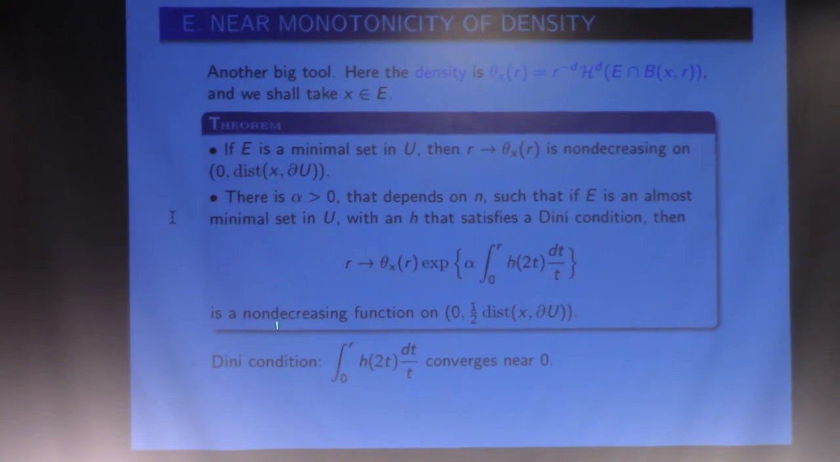And otherwise, it's almost non-decreasing or nearly non-decreasing in the sense that you have this function here. You multiply it by a function which is a little bit increasing, just enough to compensate, okay? And then you get something which is non-decreasing again, okay? So the function by itself might be oscillating a little bit, but if you multiply it by this other function, you get something like this. So the point here is that the gauge function, you take it small enough so that the integral converges. So for instance, when r tends to zero, this guy has a limit. So the product of the two, because it's monotone, has a limit. And you immediately get that the density itself by dividing has a limit.